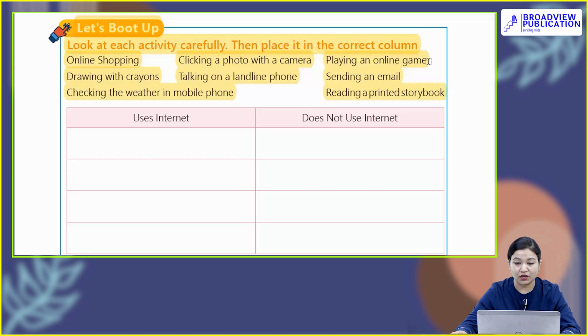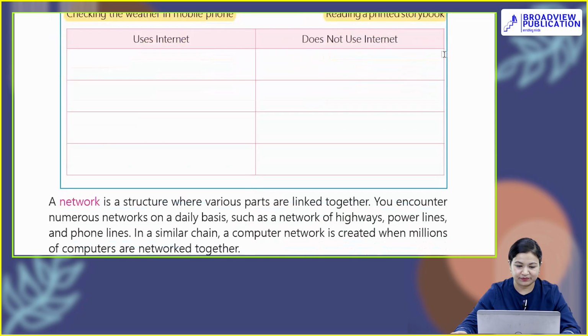Clicking a photo with a camera, it does not use internet. Playing an online game, yes, it uses internet. Drawing with crayons, it does not use internet. Talking on a landline phone, it does not use internet. Sending email, yes, it uses internet. Checking the weather on a mobile phone, yes, it uses internet. Or reading a printed storybook, so it does not use internet.